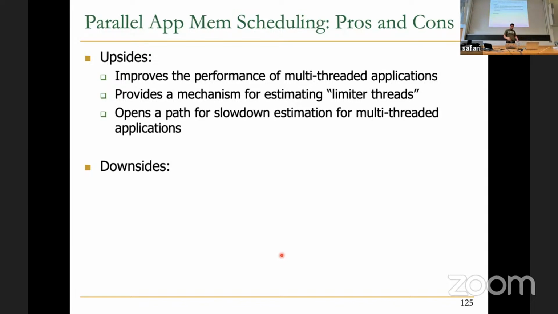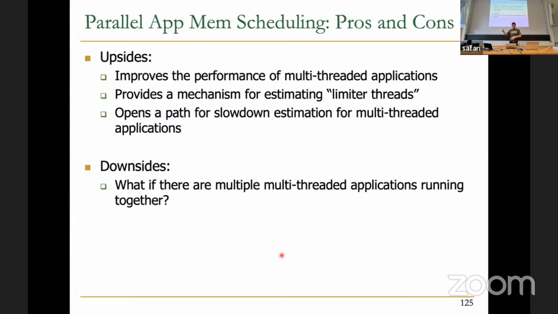And then it opens a path for slowdown estimation, because it showed that if you could estimate slowdowns for multi-threaded applications, you can improve the performance of multi-threaded applications, essentially. And there were some follow-up papers that I will flash in the next few slides. The downside is if there are multiple multi-threaded applications running together, what do you do? Well, I don't know. Think about it, I guess. And the thread estimation, although I didn't go into the details, can be complex.